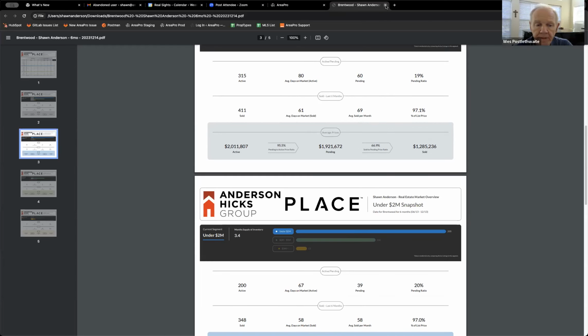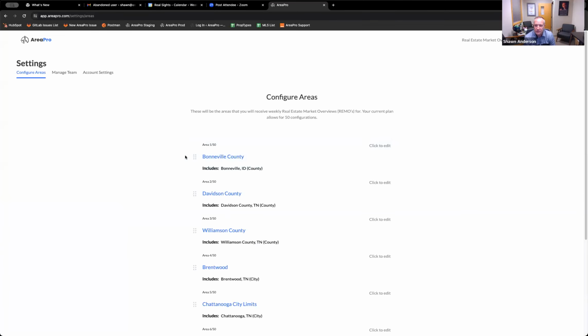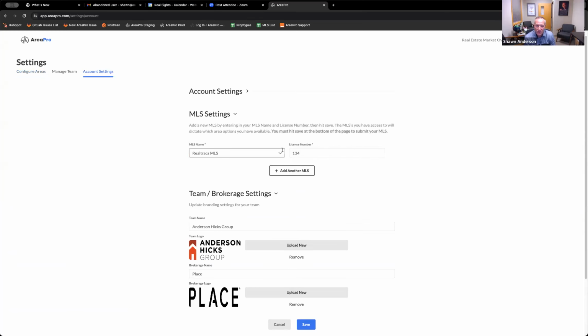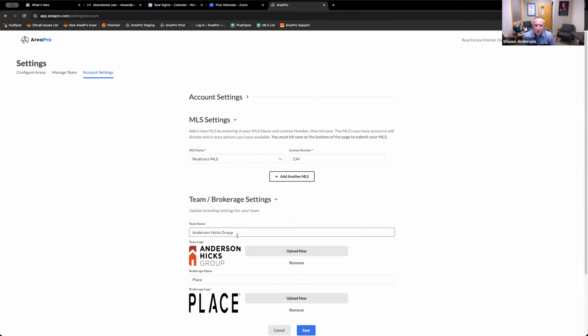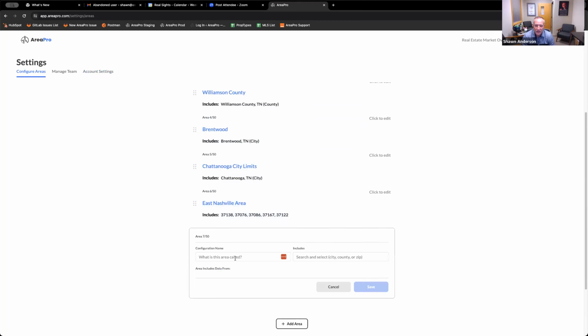Walk us through how you set up an area now. Okay, awesome. Under settings, first we need to make sure that your MLS is set up. I've got RealTracks right here. Do we have anybody from Chattanooga? Is everyone using RealTracks? Okay, perfect, we'll leave that. Once that's set up, you can go into configure areas and then add an area.